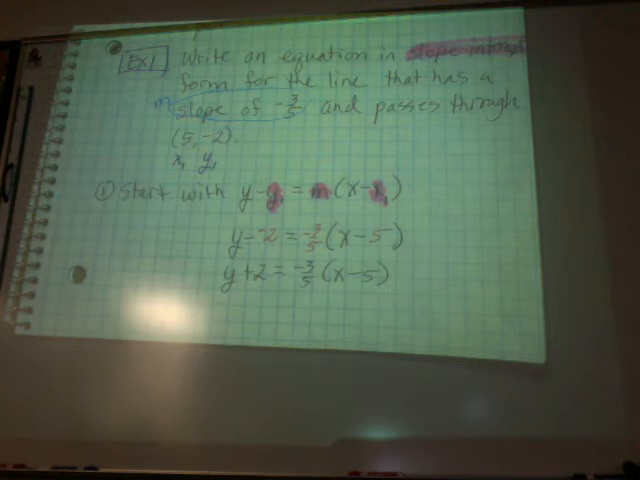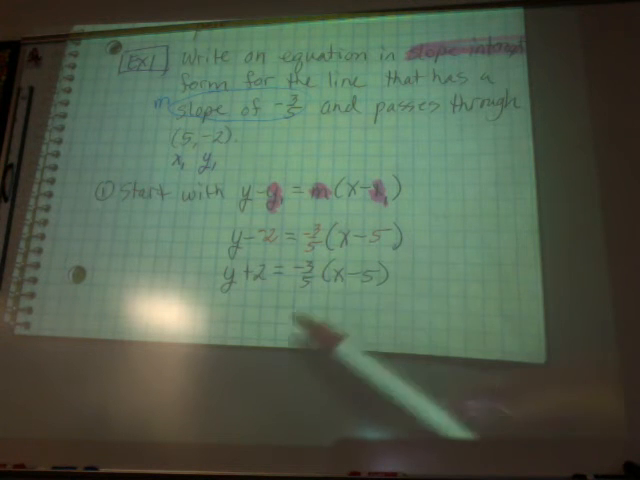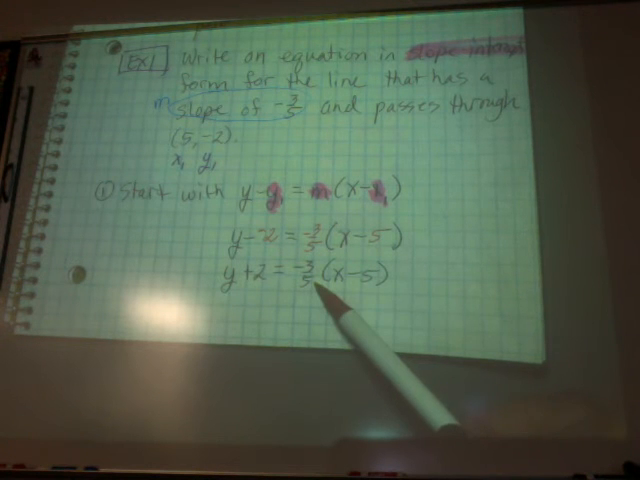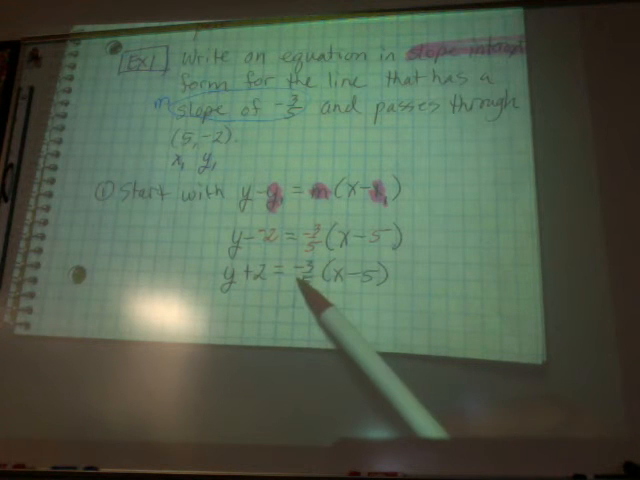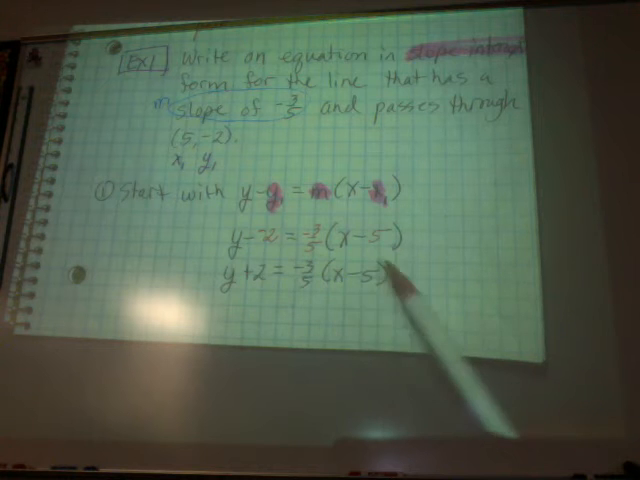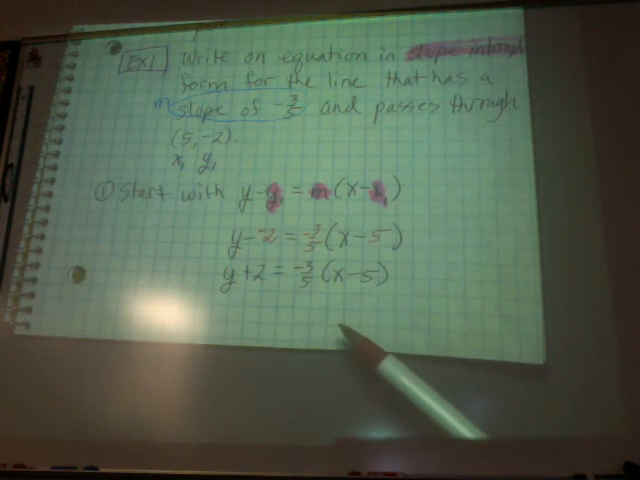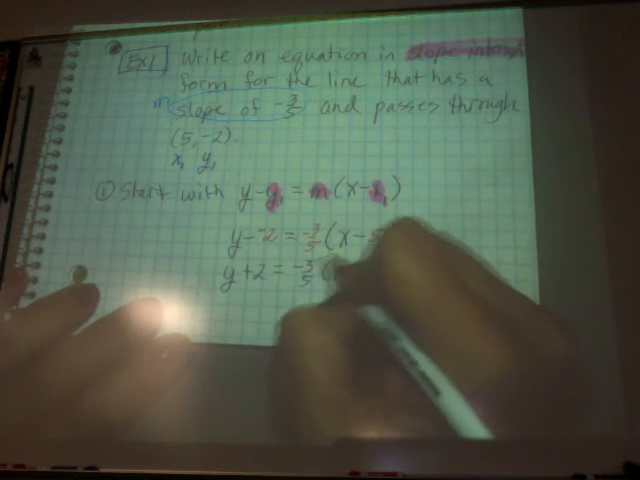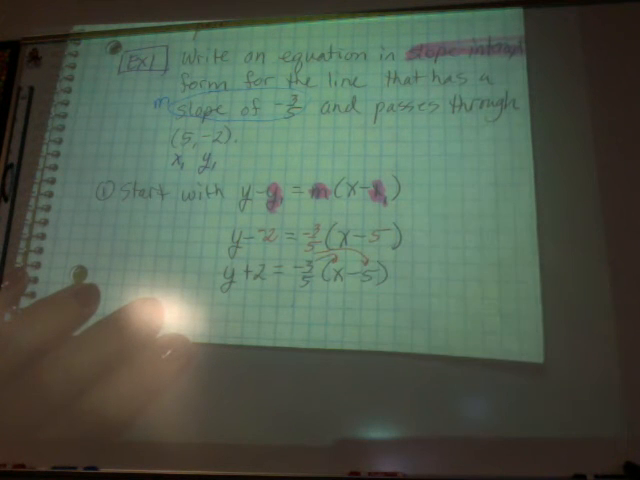What do they ask for? Slope intercept. So we're going to go ahead and distribute. Sometimes I'll distribute this, sometimes I won't. It depends on how ugly it gets, because sometimes when I distribute the slope to the constant here, it gives you an ugly fraction. We can talk about how to deal with that as we go.